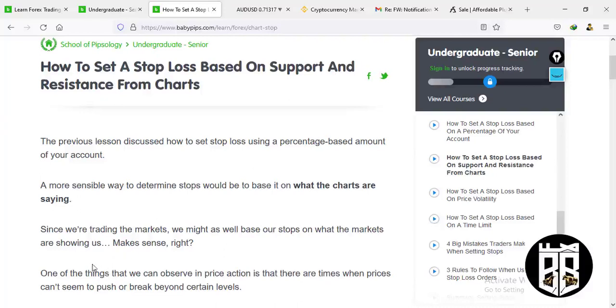So here we are on how to set stop loss based on support and resistance from charts. Now, from the previous lesson, we learned that setting stop losses using a percentage-based amount of your account is wrong and deadly. Now, a more sensible way to determine stops would be to base it on what the charts are saying.